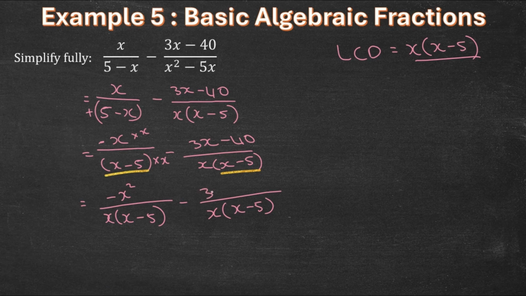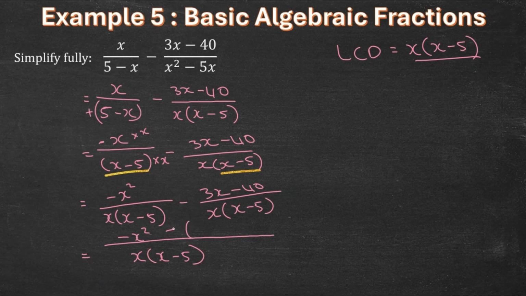And now that all my fractions have the same LCD, I can combine my numerators. So I just write my LCD at the bottom and I draw a long line. And let's add the numerators. So it's minus x squared minus, and now it's very important to add brackets, especially when you're working with a minus sign. 3x minus 40.